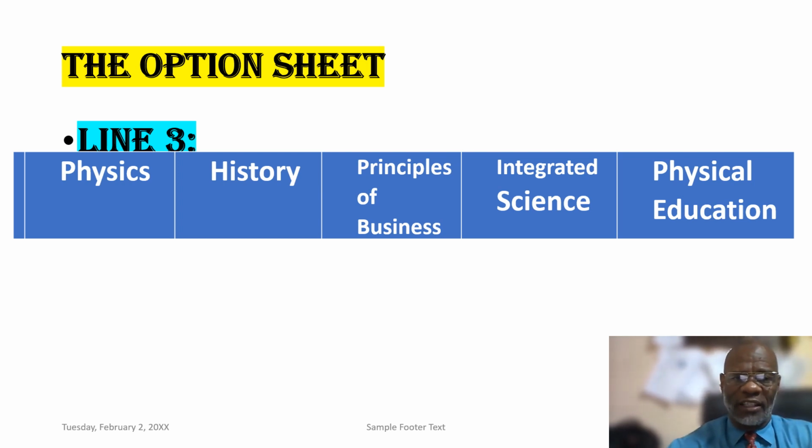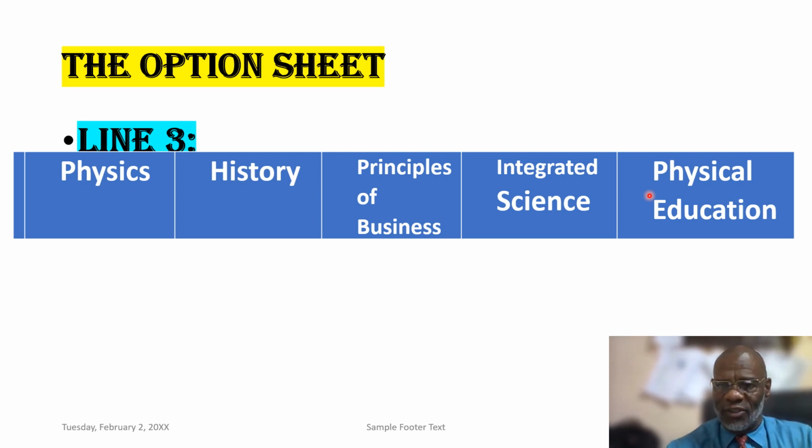Now, in line 3, I noticed, students, that we have a number of subjects, and there are 8 lines because you'll be doing 8 subjects, and you are required to select one subject from each line. You cannot select 2 subjects from each line. Reason being, all of these subjects here, let me get my pointer, all of these subjects here in line 3, they are offered at the same time.